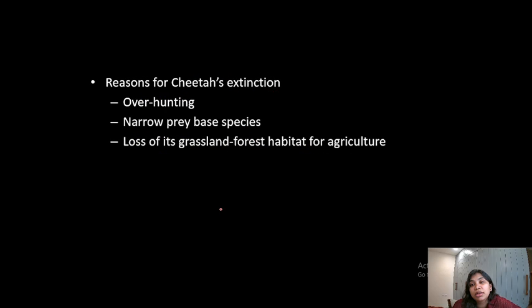So what are the major reasons? What are the other major reasons for the cheetah's extinction other than the Raja killing the last three? Overhunting. These British officers and the Rajas in the princely states hunted these cheetahs. There are different reasons. One reason is to protect the cattle, and the other is that killing a cheetah was considered a pride. They hunted down the cheetah, which is the fastest land animal. So these are the major reasons for the hunting.